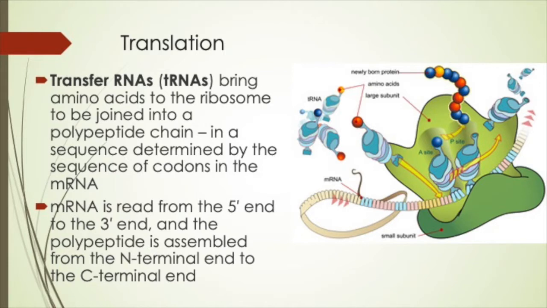Now let's talk about translation. So this is through what's called transfer RNA, so tRNA. tRNA brings amino acids to the ribosomes to be joined into polypeptide chains. So the tRNA brings the amino acids to the ribosomes in a sequence determined by the sequence of codons in the mRNAs. It's read from the 5' to the 3' end, as most things are. And the polypeptide is assembled from the N-terminal end to the C-terminal end.